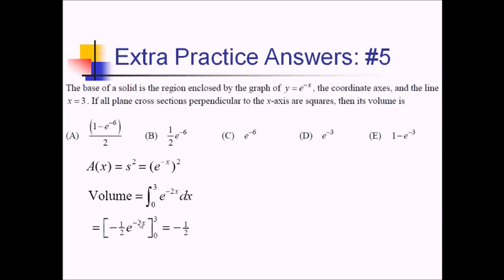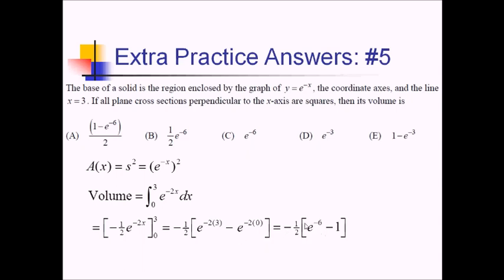So e to the negative 2 times 3 minus e to the negative 2 times 0. We have to go a little further. Our answers here are all simplified in the answer choices. So this is e to the negative 6 minus, this is just going to be 1 because e to the 0 is 1.